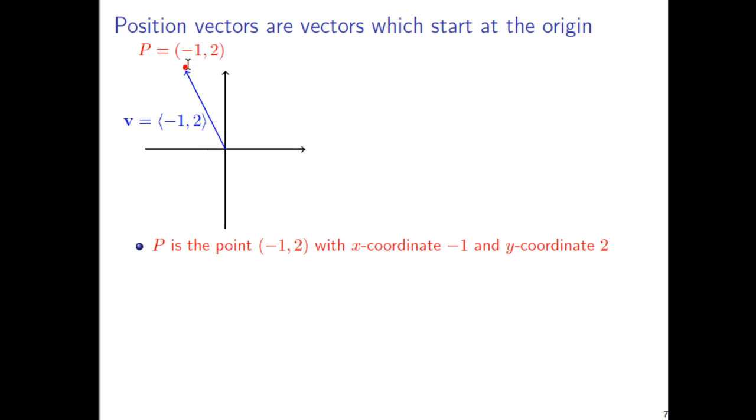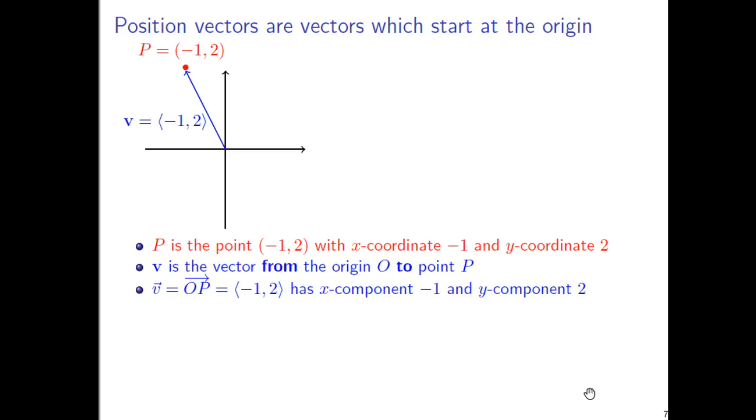So the point is that infinitesimally small single location, whereas the position vector is the vector that starts at the origin and ends at the point that we're talking about here, drawn in red. So the vector is the arrow in blue, whereas the point is just the red dot. Okay, so the point P here is the point (-1, 2), that ordered pair with x coordinate -1 and y coordinate 2. V is the vector from the origin to that point P.